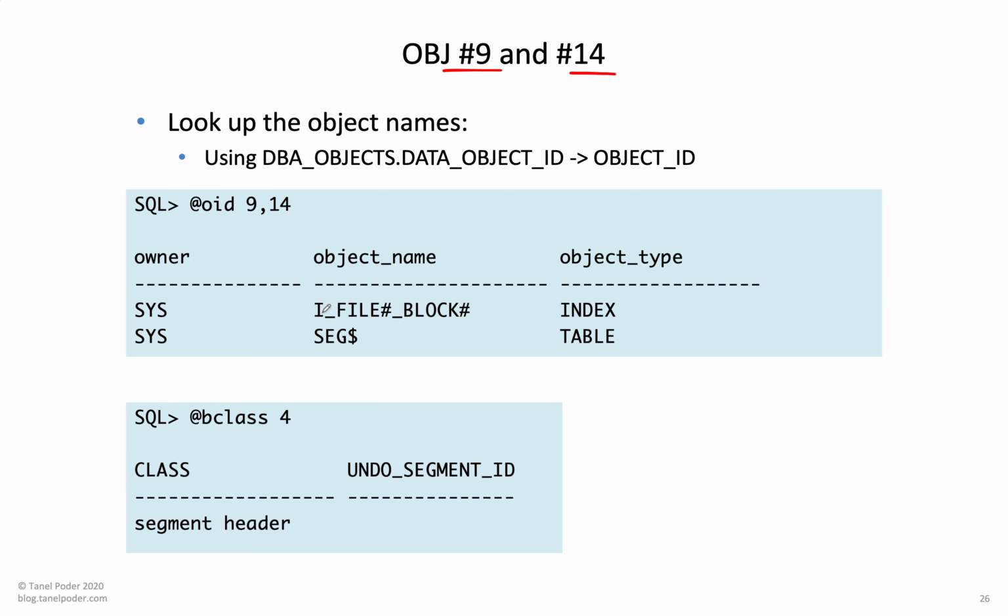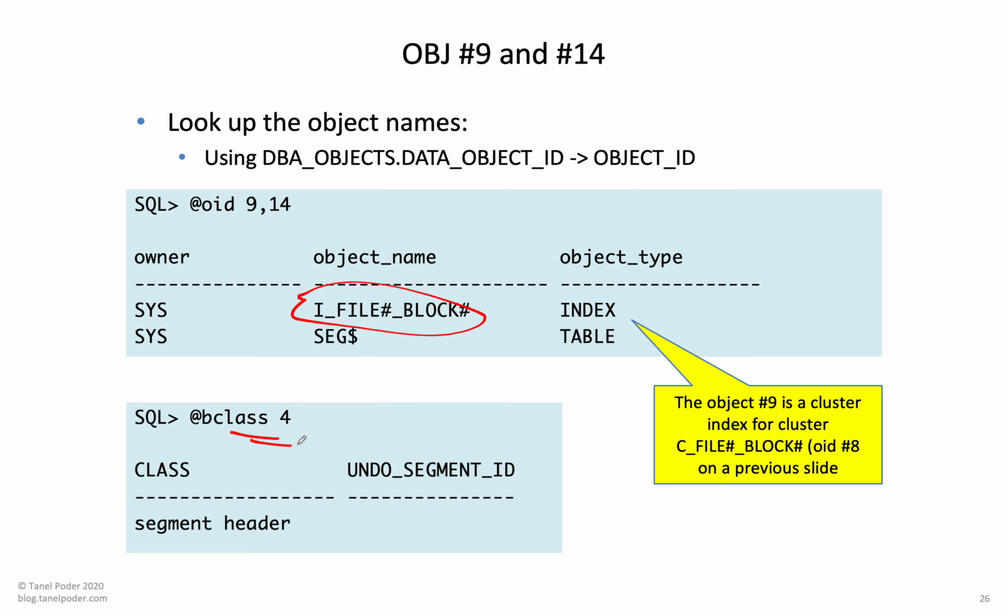Okay, you see, so the 14 was seg$. We already knew that, and 9 is the index on the seg$ cluster or something like that, right? So obviously, when you have indexes as well, these blocks may also have contention, right? So we had a buffer deadlock contention on the cluster index or something, right? I used B class. Okay.